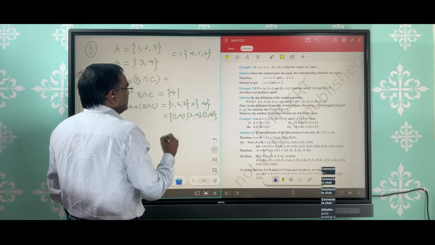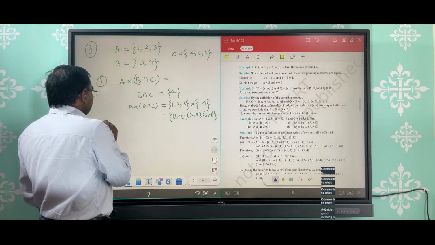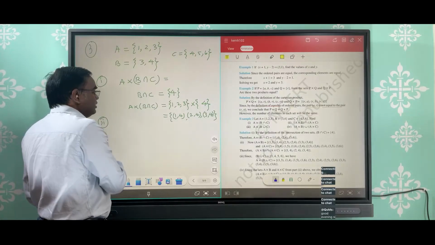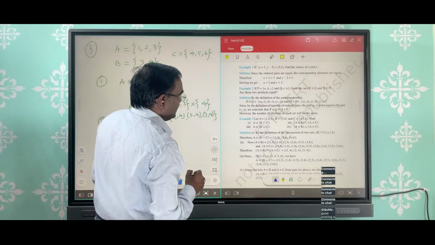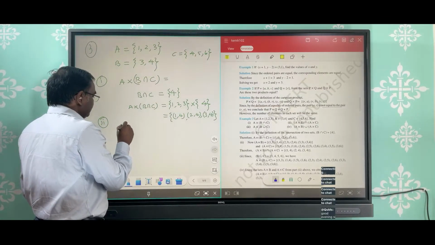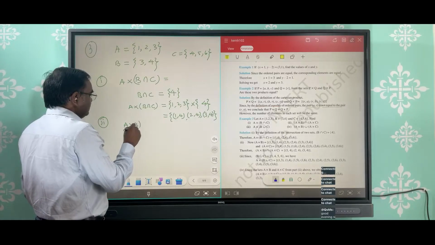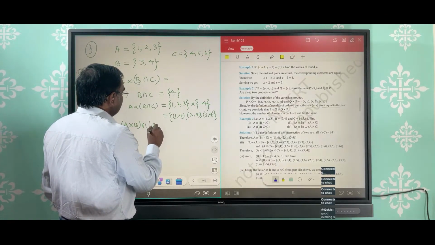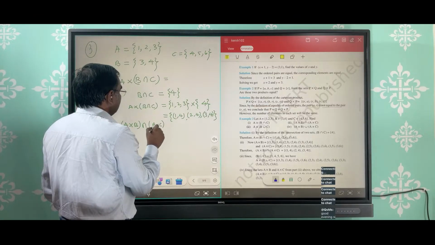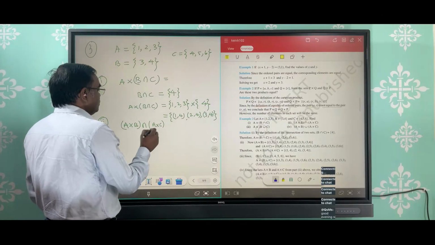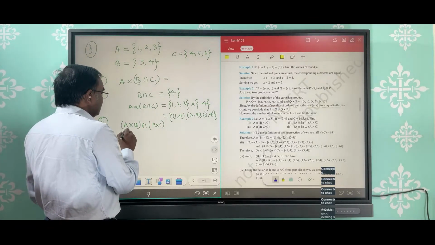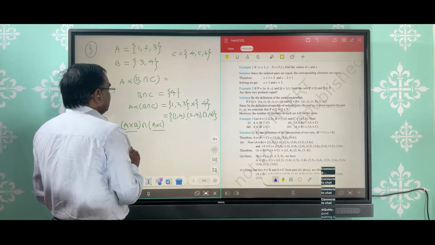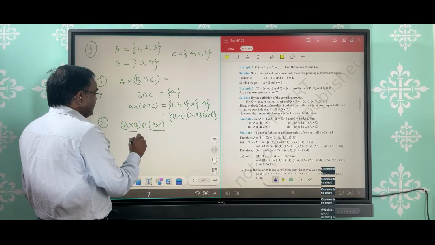So this is the answer. Similarly, you can find the other problems like A cross B intersection A cross C. Okay. So what you'll do? Firstly, you'll get A cross B and then A cross C. So for that, find A cross B.